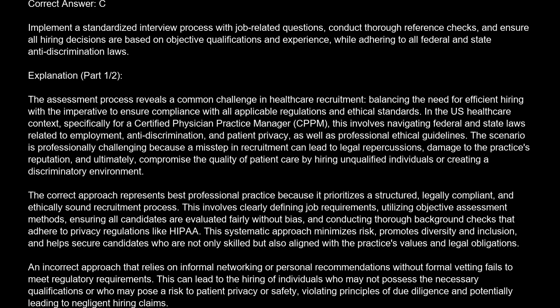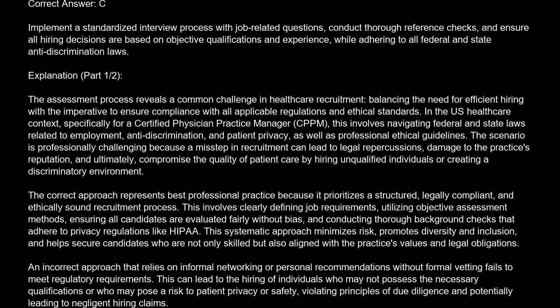The scenario is professionally challenging because a misstep in recruitment can lead to legal repercussions, damage to the practice's reputation, and ultimately compromise the quality of patient care by hiring unqualified individuals or creating a discriminatory environment. The correct approach represents best professional practice because it prioritizes a structured, legally compliant, and ethically sound recruitment process.